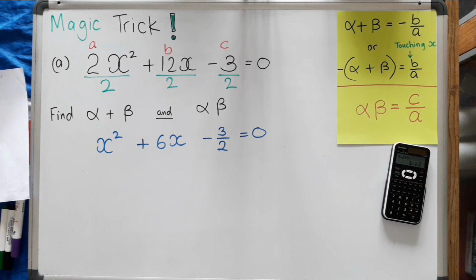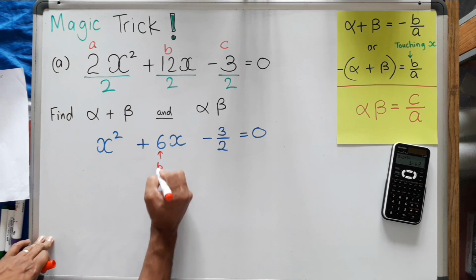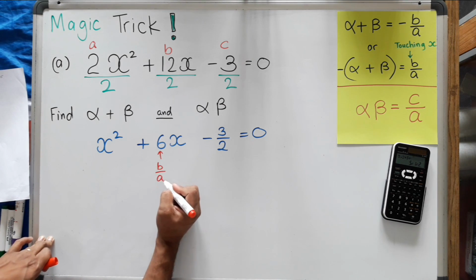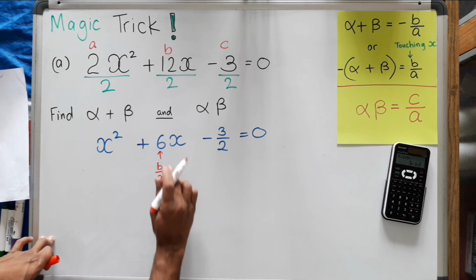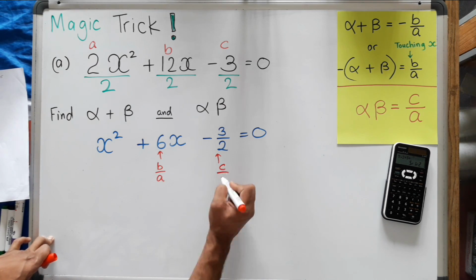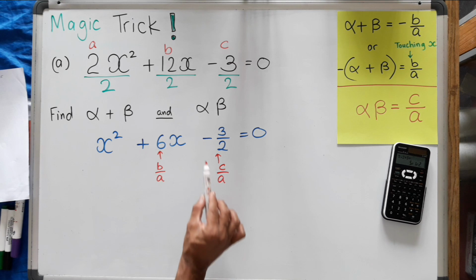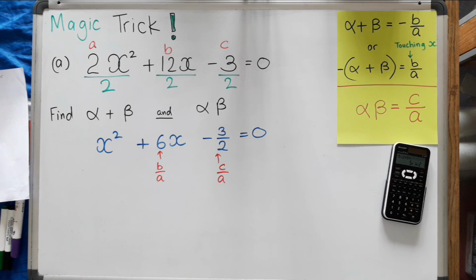All right. So remember, this over here is really B divided by A, right? Because we divided B by A. And over here is really C divided by A. So the B divided by A value is 6, and the C divided by A value is minus 3 on 2. So let's go and use the formula now.